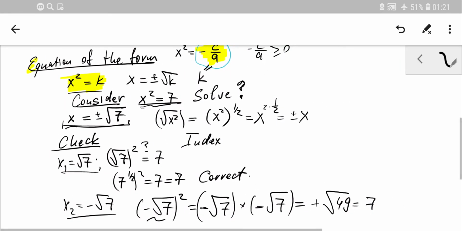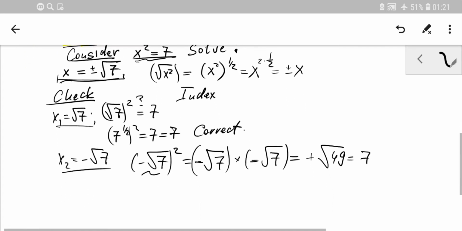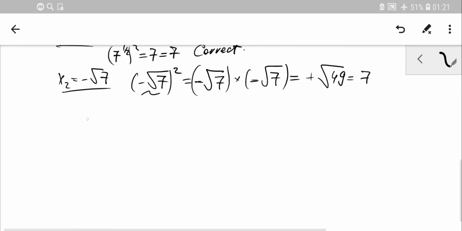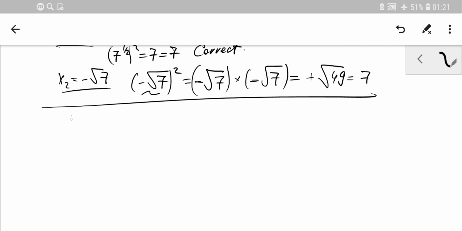So to recap, how to solve equations in the form x squared equals k. Let's list several steps. You have the simplest form of quadratic equation.